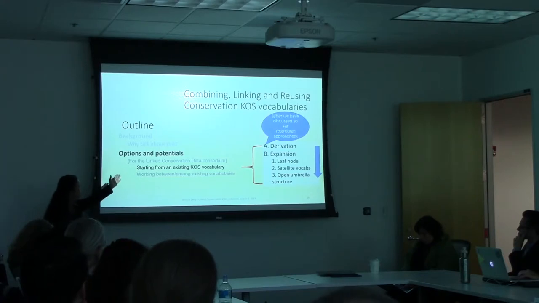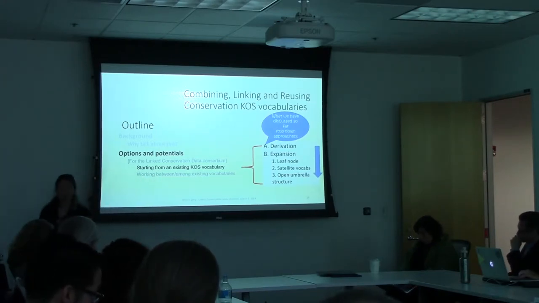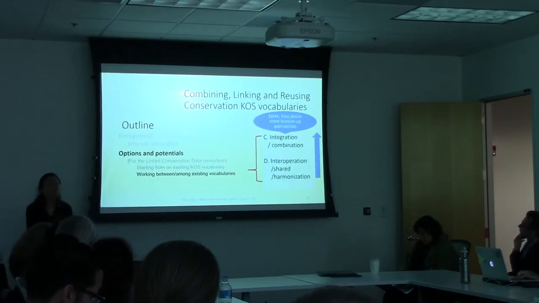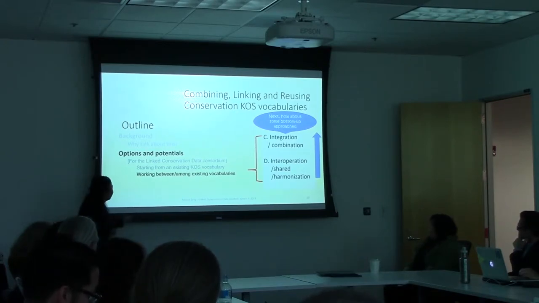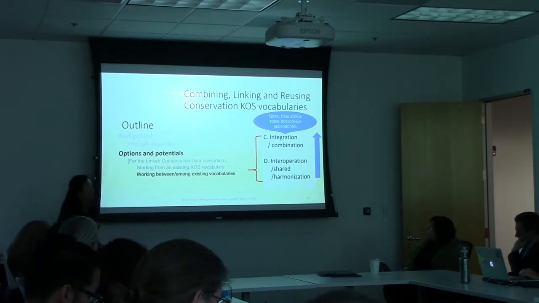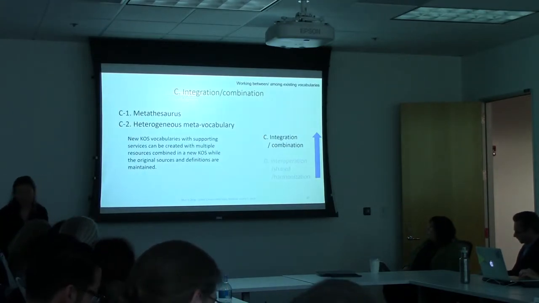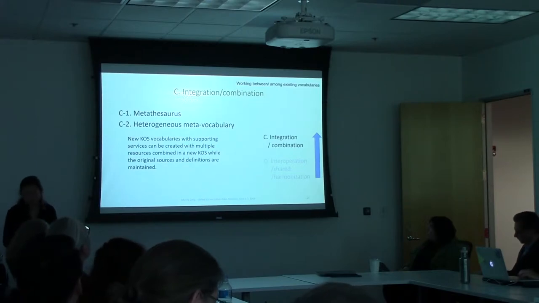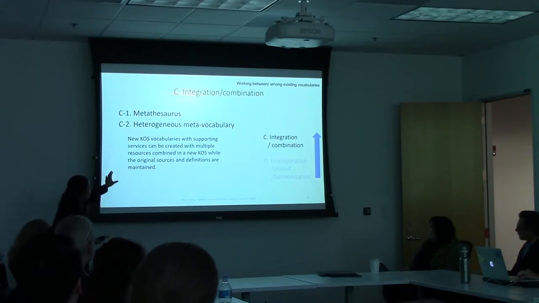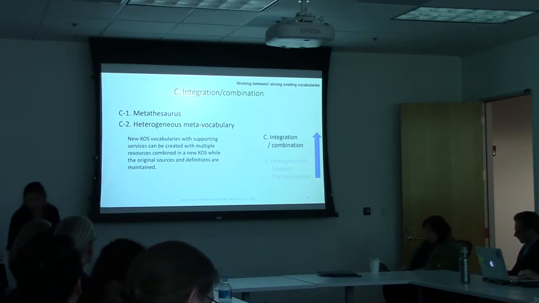So far, we have talked about this, and we talked about different approaches. The next one is working between existing things. No superhero. Everyone works together. So this is working between and among the existing ones. I would consider them a bottom-up approach, and there are two major categories. One is integration and combination. To integrate or combine them, there are different options as well. The first one is the meta-thesaurus, as we'll talk about, and then the four differences. But this is to combine existing things.